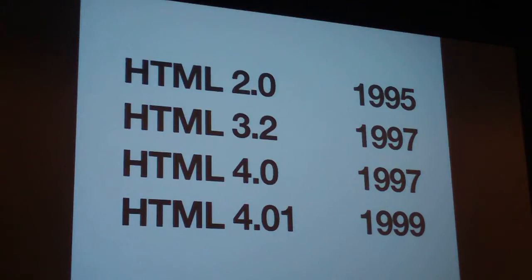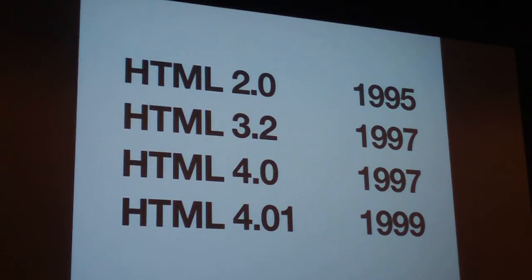And the first official spec was HTML 2.0. It was 1995, and that was from the IETF, the Internet Engineering Task Force, because the W3C didn't exist at that time. The first spec from the W3C came out in 1997, HTML 3.2. You can see there was a lot of rapid evolution. In 1997, we went from 3.2 to 4.0 within the space of one year. It was a very, very turbulent time on the web.